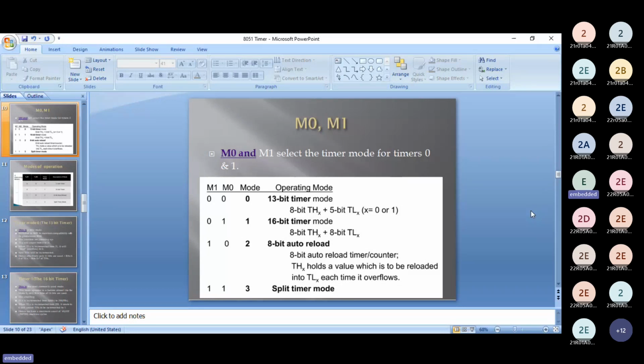So in the next session, we'll be learning about the modes of operation. So this is it for the day.